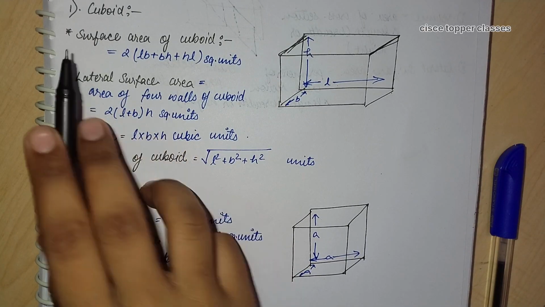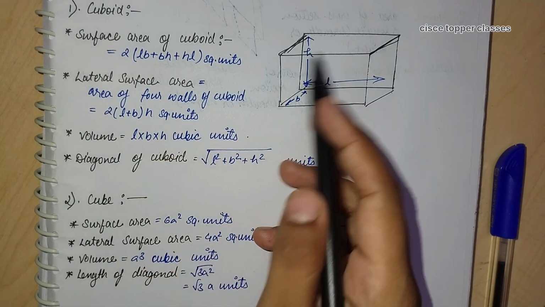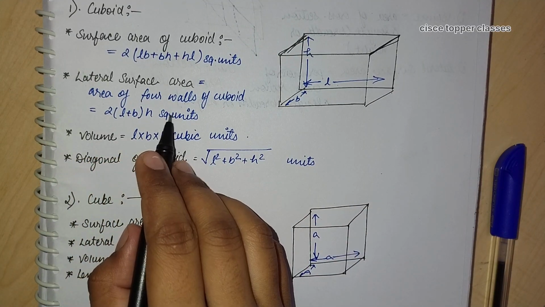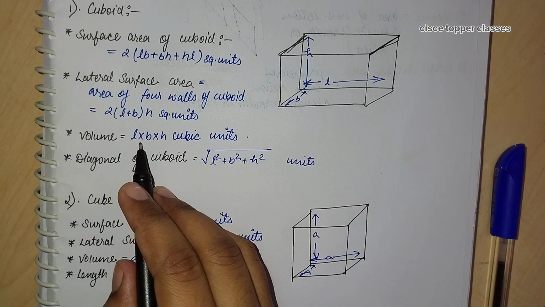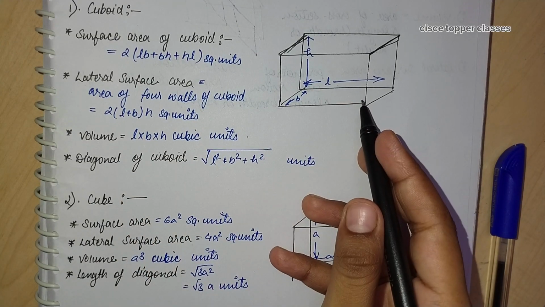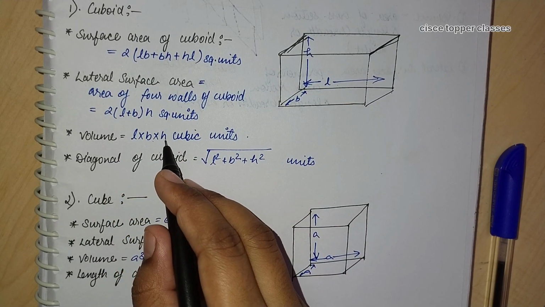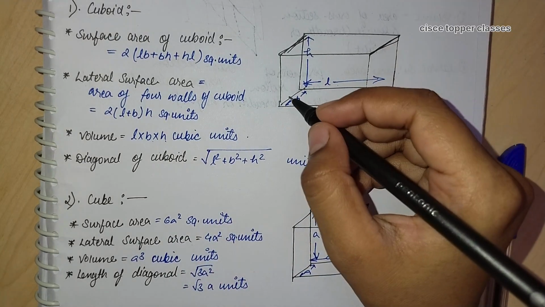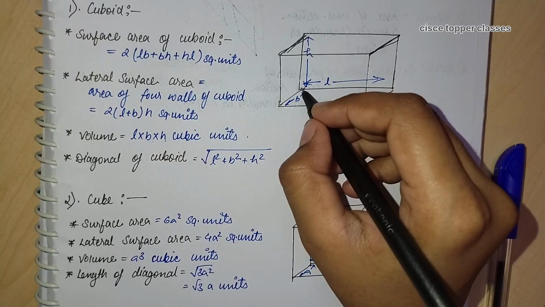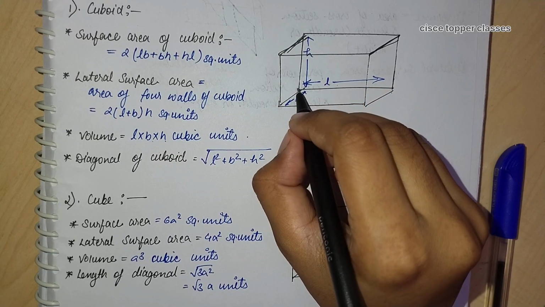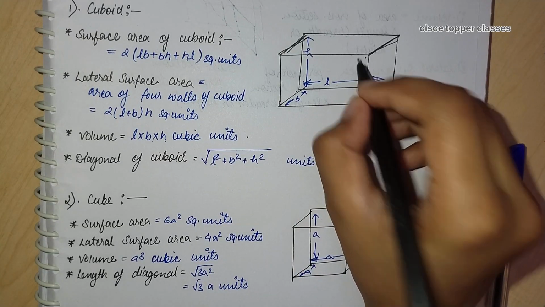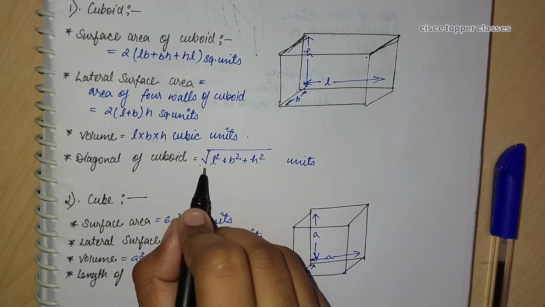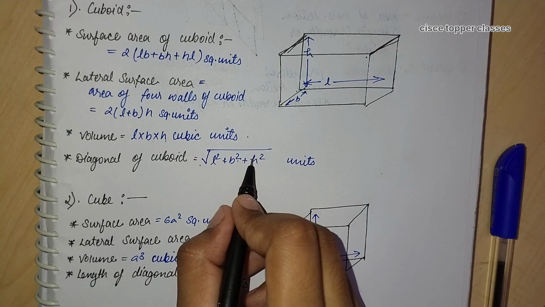The lateral surface area of the cuboid will be the area of the four walls of the cuboid, any four here. So this will be 2 (length plus breadth) into height. Now if you want to find the volume of the cuboid, this will be length into breadth into height. And the diagonal of the cuboid will be the line from one corner of the cuboid touching the other corner of the cuboid, so this will be the diagonal internally. This formula will be under root length square plus breadth square plus height square.